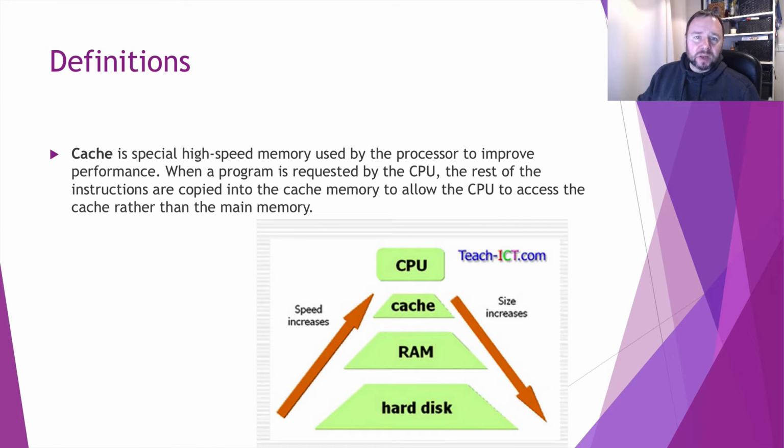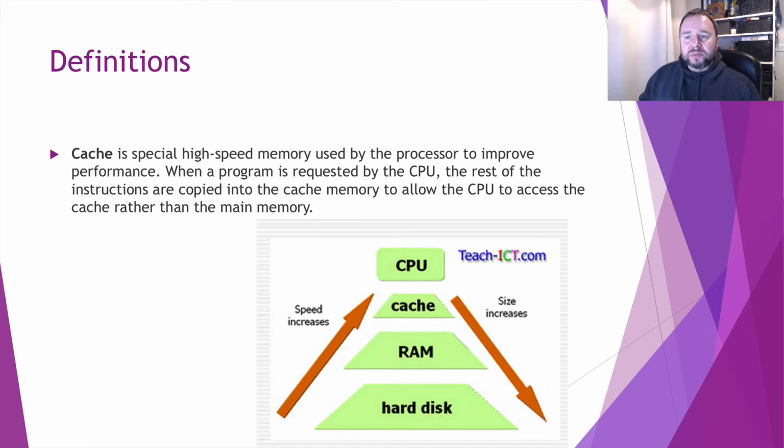Cache is high-speed memory used by the CPU. It is really close to the CPU, therefore it's faster to access because it's closer. The data, we're talking very small amounts here, but the data doesn't have as far to travel, and that makes a massive difference when you're talking about the speed of calculations that a computer needs to do.